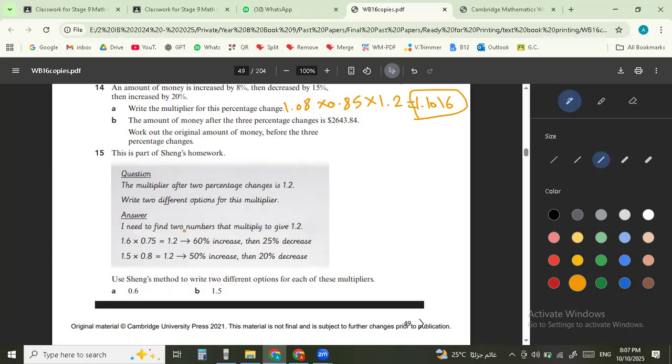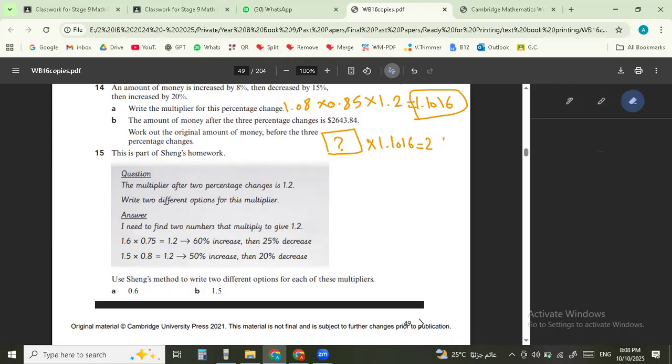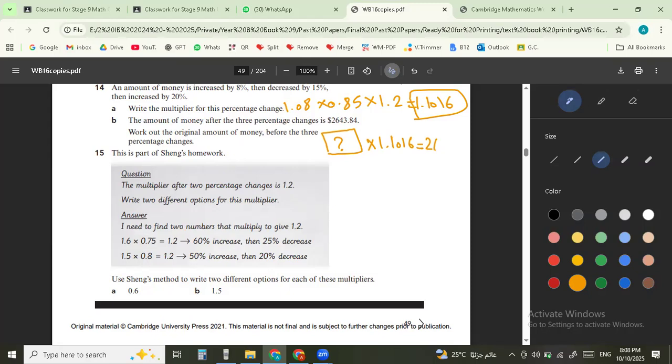Which means that the original value, which we do not know, if you multiply it by the three changes, we found that it is 1.1016, it will give you 2,643.84. So what is the number? What is the amount that they started with? Work out the original amount.